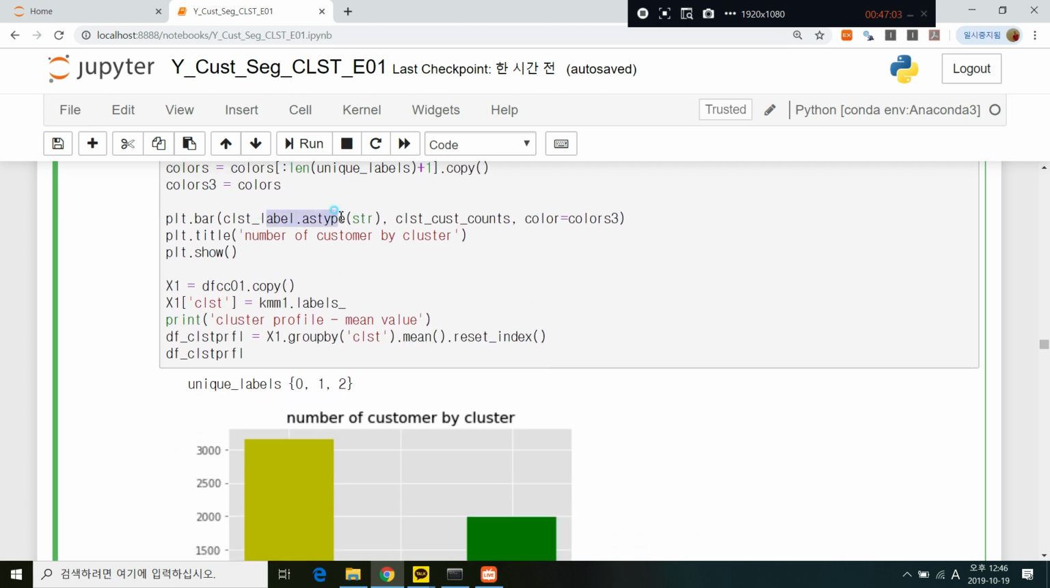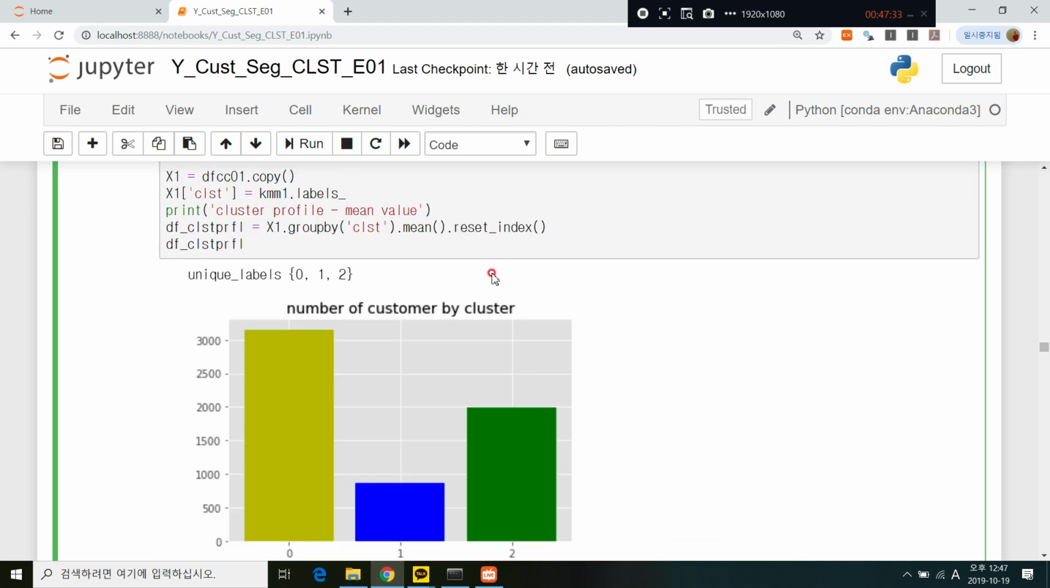Okay, and then let's just draw a bar chart. Cluster label is the x-axis label, and cluster customer counts should be the value for the y-axis, and we'll color using the cluster color code.